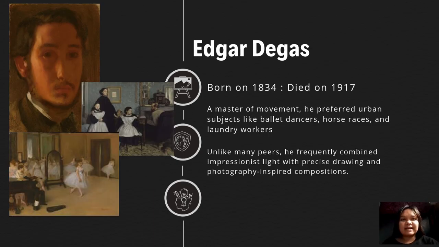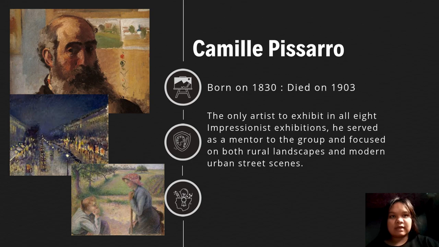Now we have Edgar Degas, who was born in 1834 and died in 1917. He is a master of movement. He preferred urban subjects like ballet dancers, horse races, and laundry workers. Unlike many peers, he frequently combined Impressionist light with precise drawing and photography-inspired compositions. So his subjects are mostly workers, laundry workers, and those outside the social class, and very urban subjects.